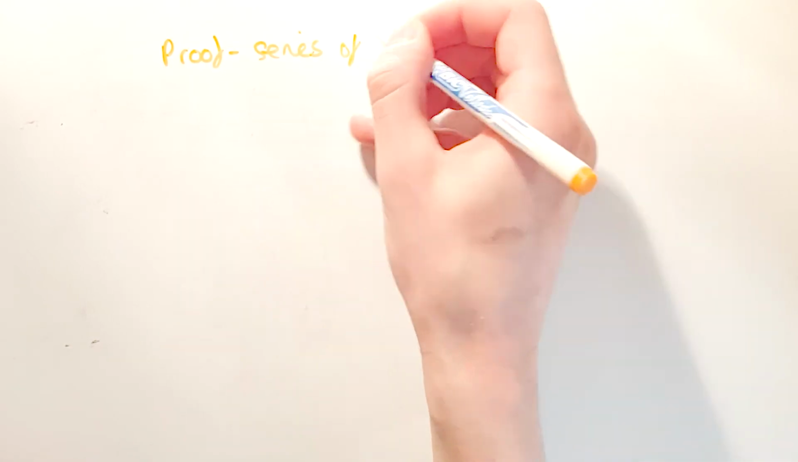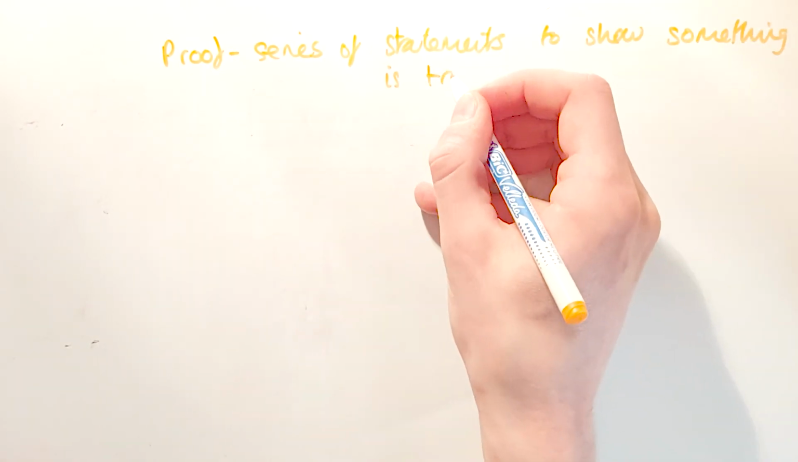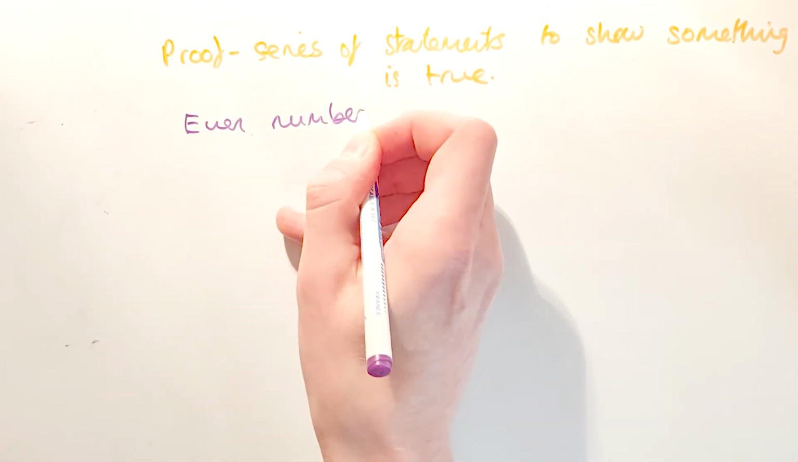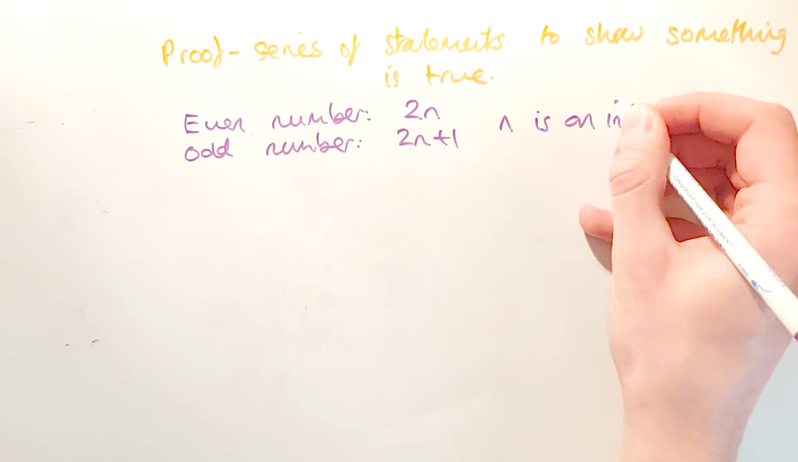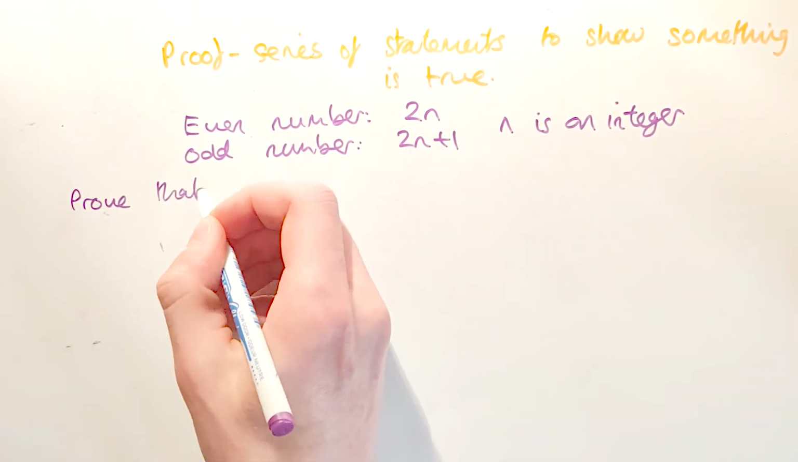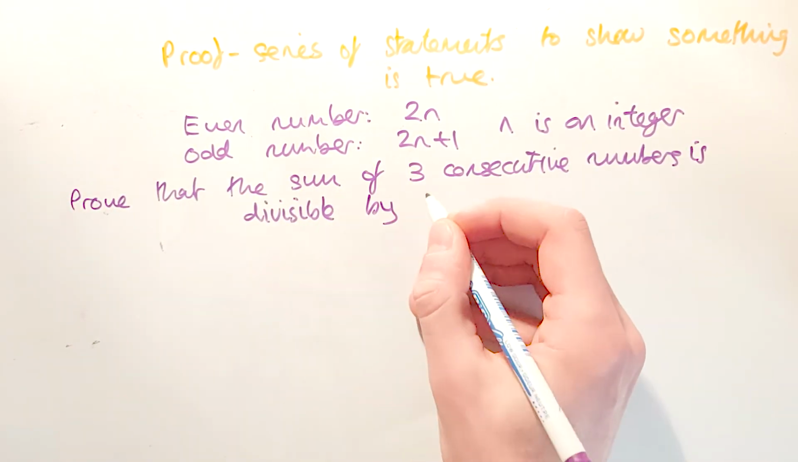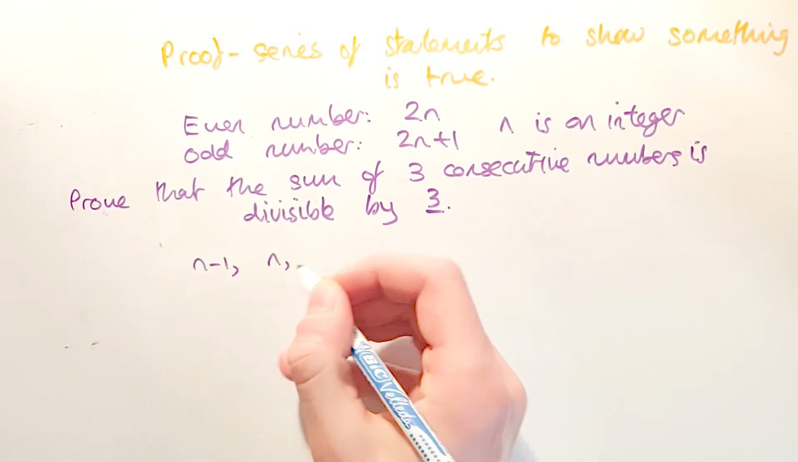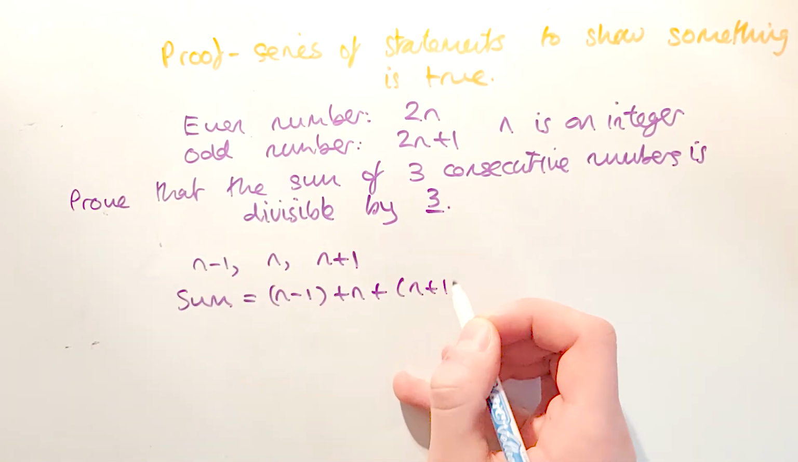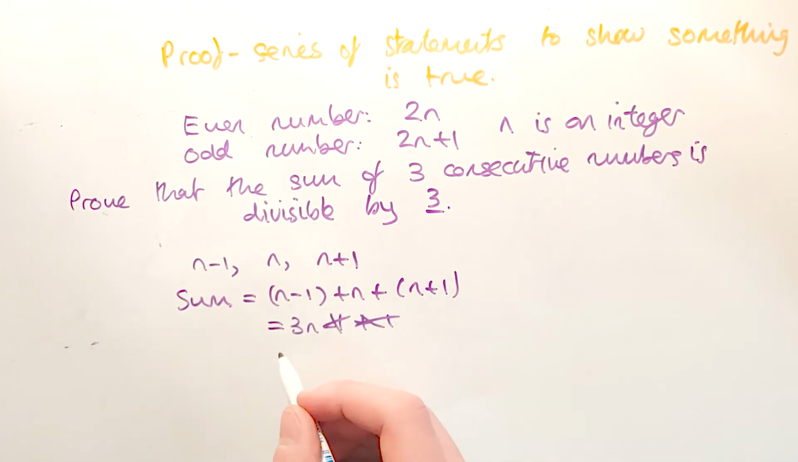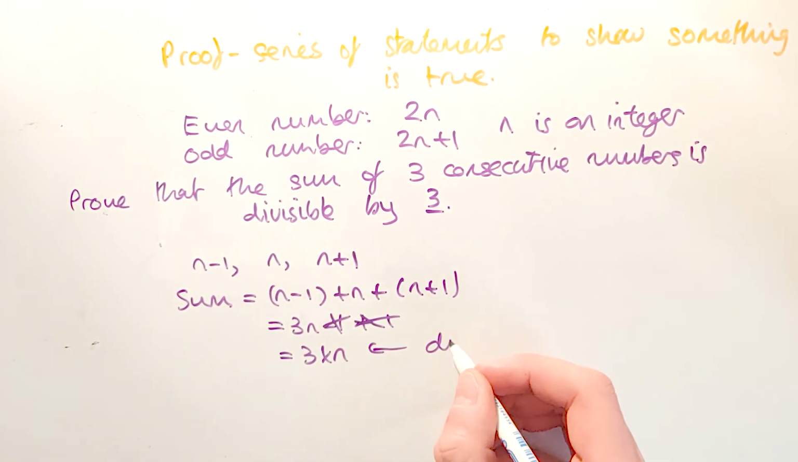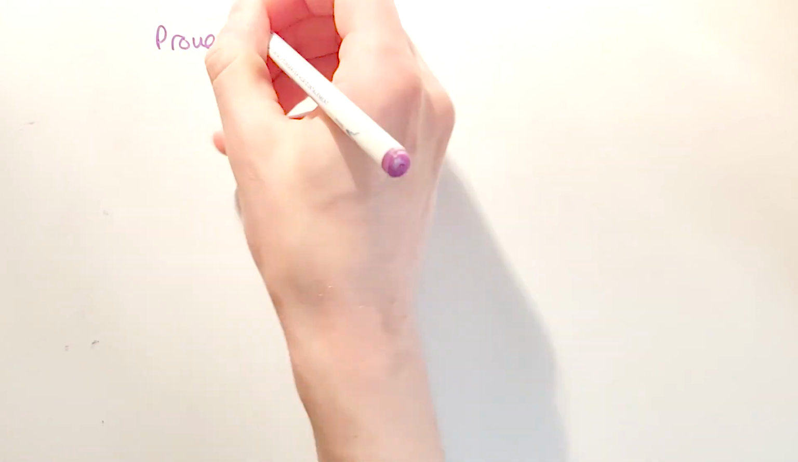At higher level, you'll need to be able to prove statements. A proof is a series of statements that shows that something is true. When writing out proofs, we can write an even number as 2n and an odd number as 2n plus 1, where n is an integer. Let's prove that the sum of 3 consecutive numbers is divisible by 3. First, write out 3 consecutive numbers, and then let's work out their sum. Cancelling out shows that this is divisible by 3, so we've proved the statement, as this is what we were looking for. Here's another proof.